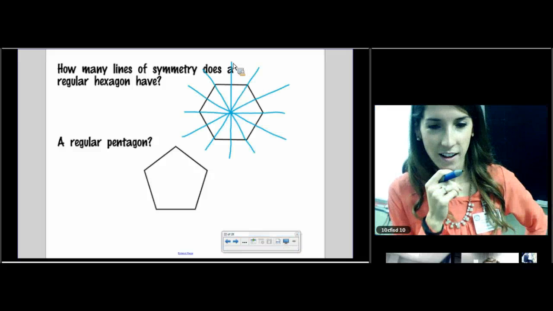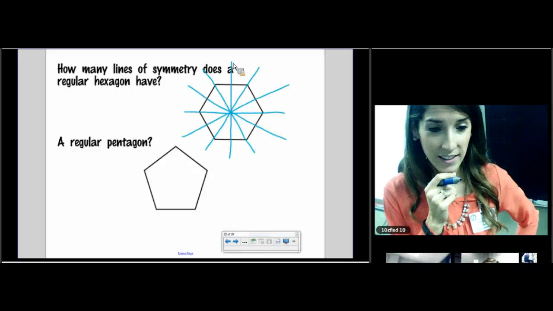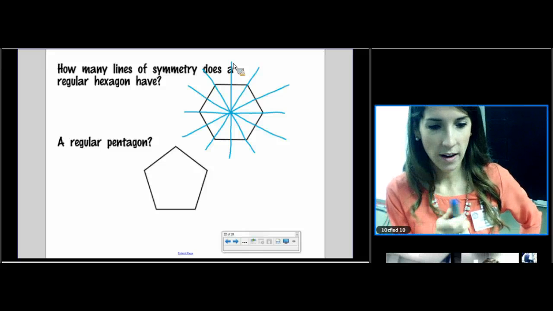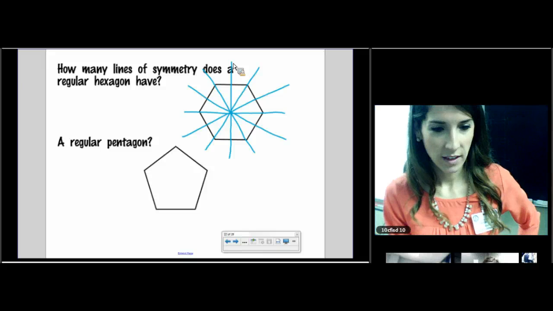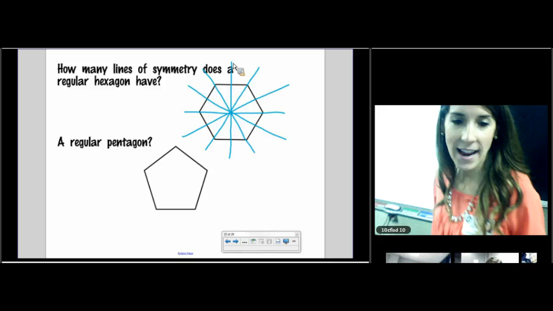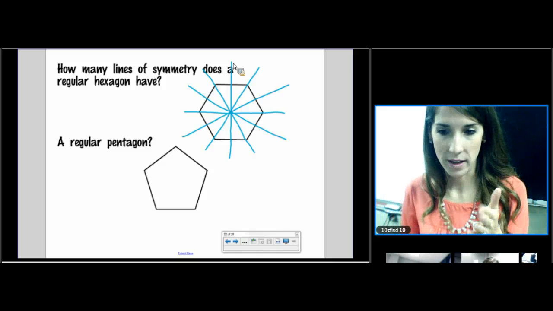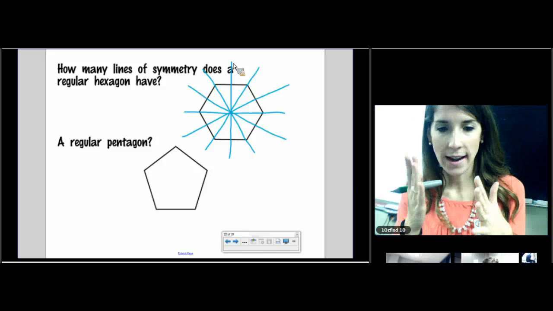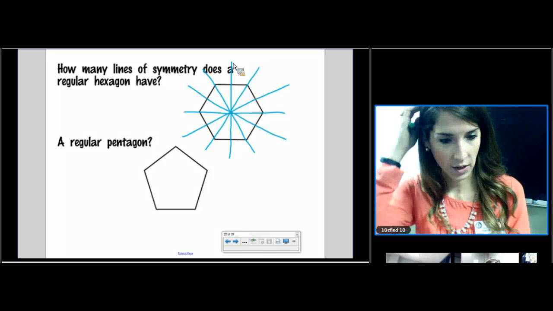Sure. Uh-oh, Alton's saying 12. I drew 6 lines up there. Where are the other ones, Alton? Each vertex to a side. Drew a line through each side. Oh, my bell's about to ring because we're on a different bell schedule today. And I drew a line from side to side and then from vertex to vertex.